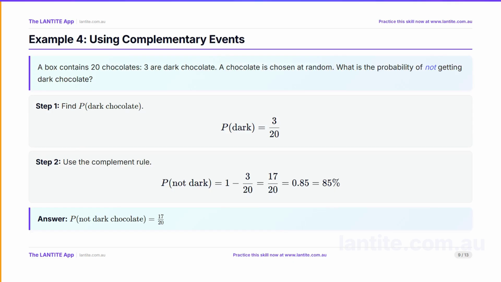Here is a complementary events question. There are 20 chocolates, and 3 are dark. The probability of getting dark chocolate is 3 over 20. So the probability of not getting dark chocolate is 1 minus 3 over 20, which is 17 over 20, or 0.85, or 85%. The complement rule is a useful shortcut, especially when there are many favorable outcomes for the complement, and only a few for the event itself.